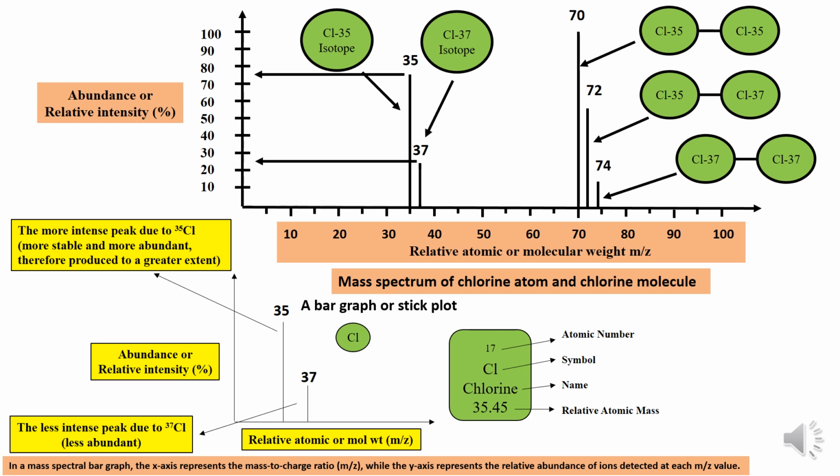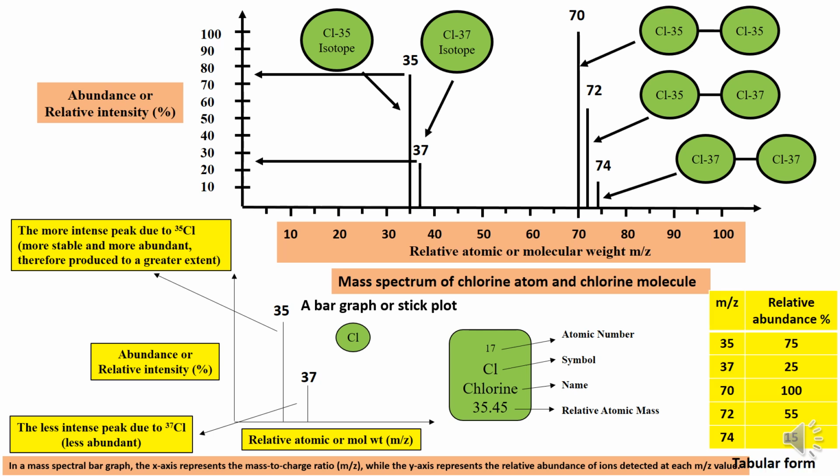So a mass spectrum can be represented either by a stick plot or a bar graph, or can also be represented in tabular form. In the tabular form, you have two columns, one column representing their relative mass, and the other column representing their relative abundance. So mass spectral details of a particular element or molecule can be represented either by a bar graph or tabular form.